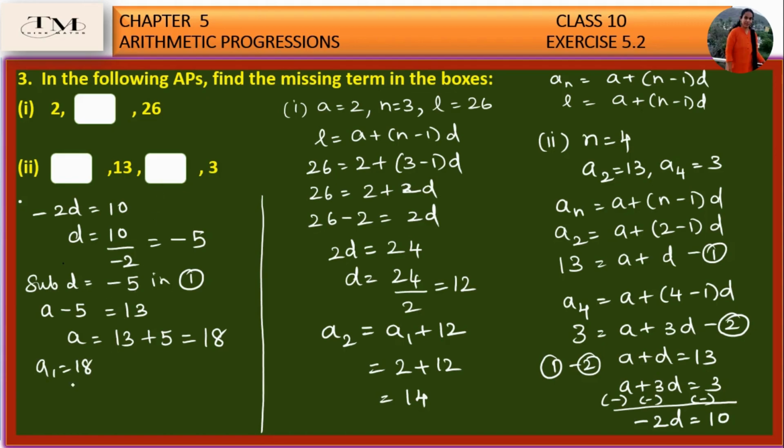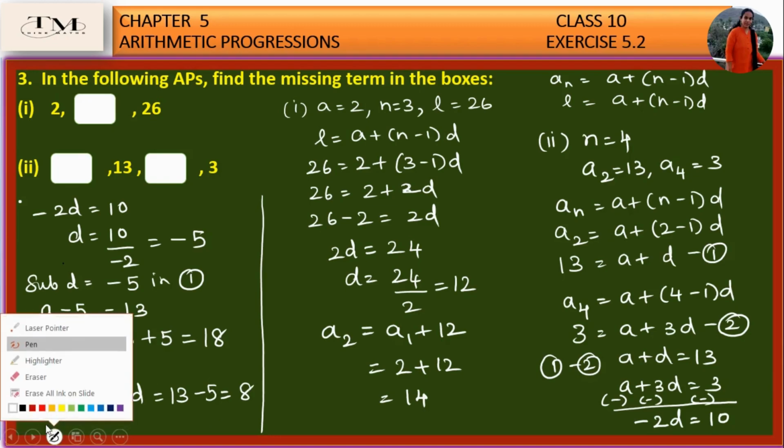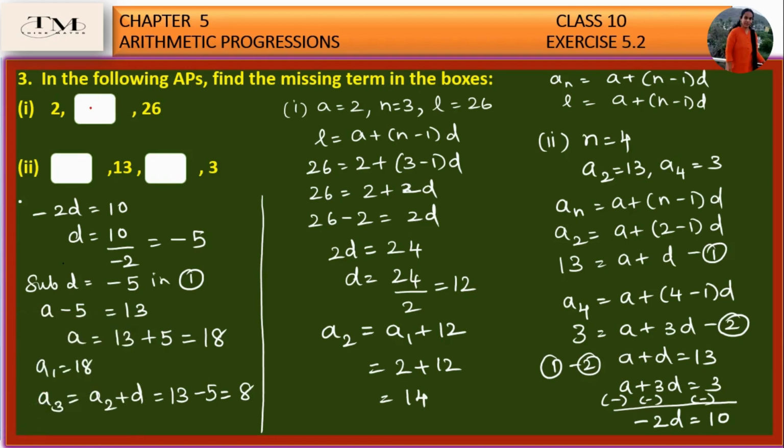Now we have to find the third term. So a3 is nothing but second term plus d. The second term is 13. What about d? d is minus 5. So 13 minus 5 is 8. So we got the answer. I am writing it down. For the first equation, the second term is 14. For the second equation, the first term is 18 and the third term is 8. So this is the answer.